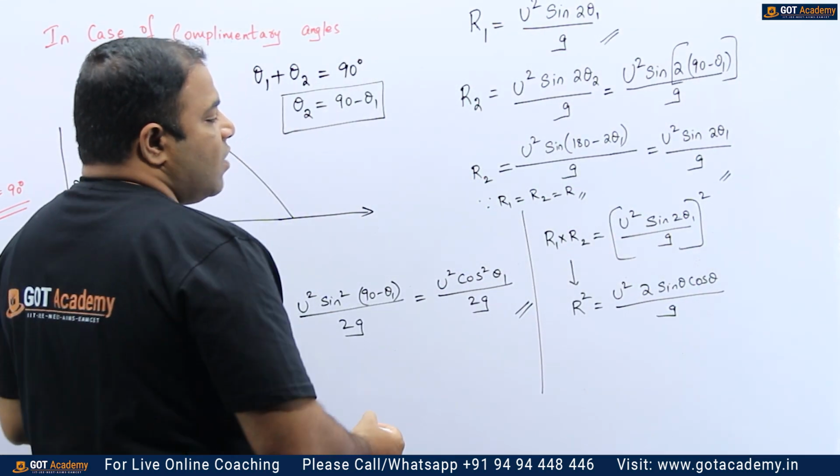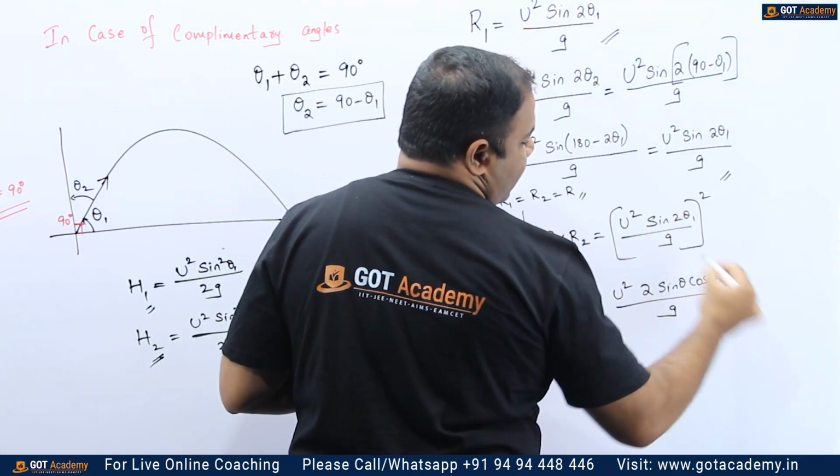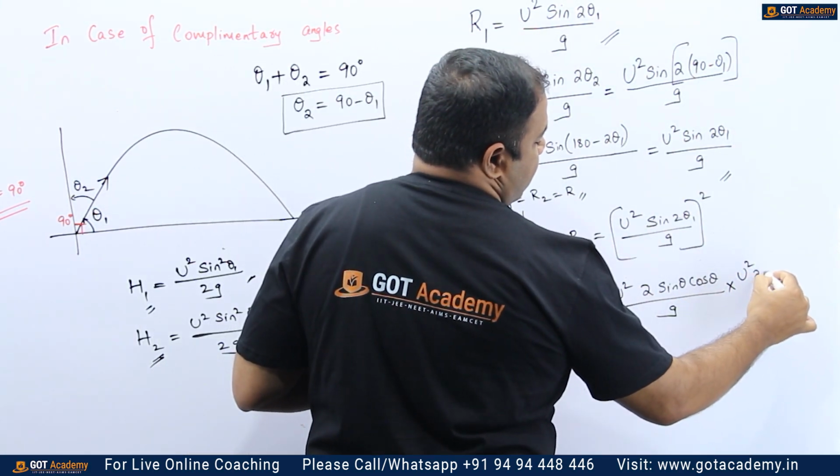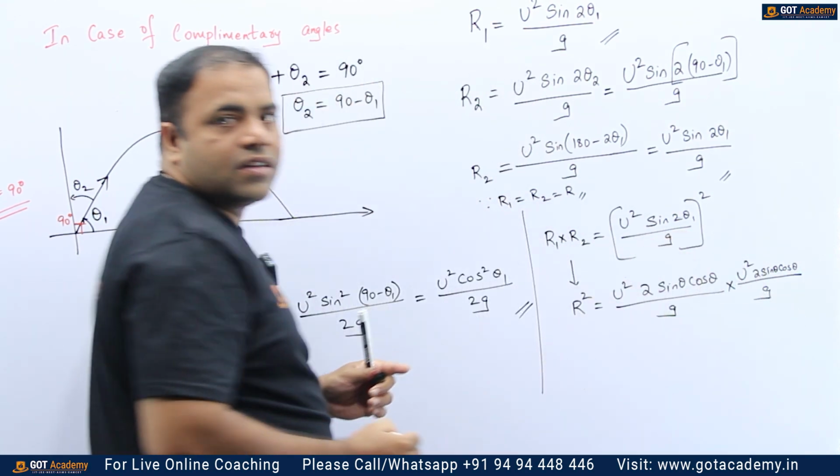Okay. So I am having whole square, right? So once again I have to multiply this. u square 2 sine theta cos theta by g. Like this I am going to get.